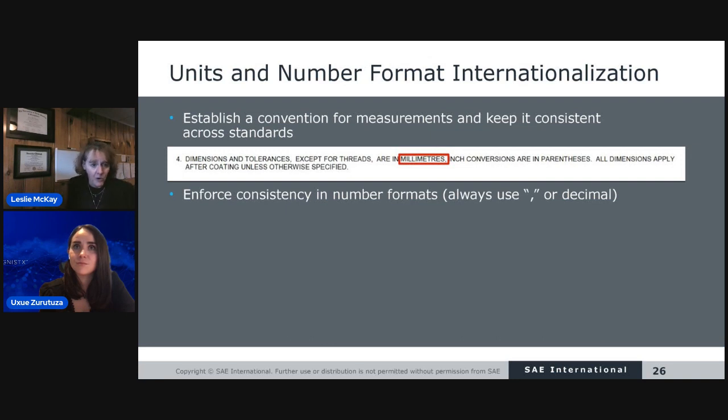Number formats are also often different. In the US, we tend to write 1,000 one way, whereas in Europe, 1,000 is written another way. So how's a machine supposed to know if 1.000 is 1,000 or 1? That's a big difference. So making sure it's consistent is really the key here. Again, I'm not saying use one way or another, but pick a way and make it consistent across all your standards.